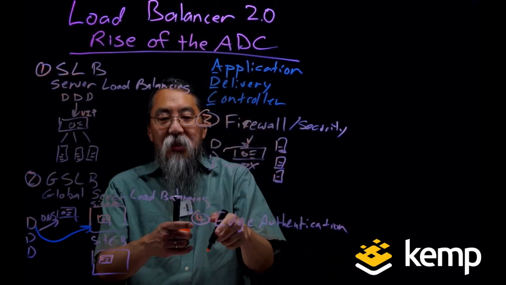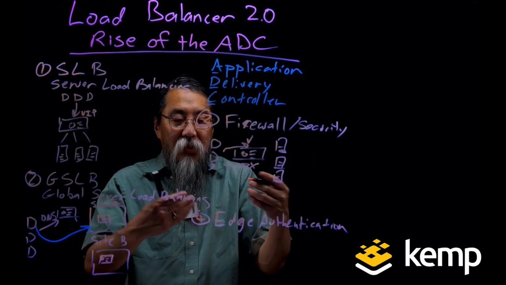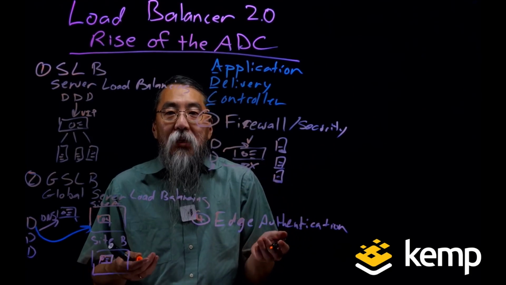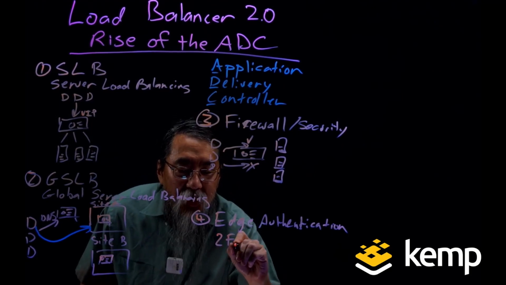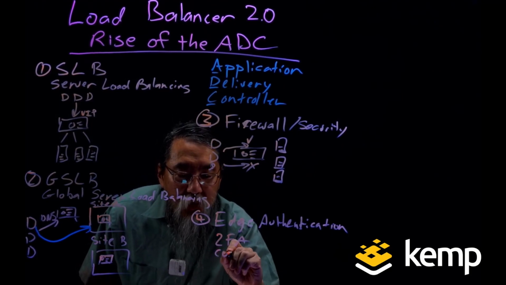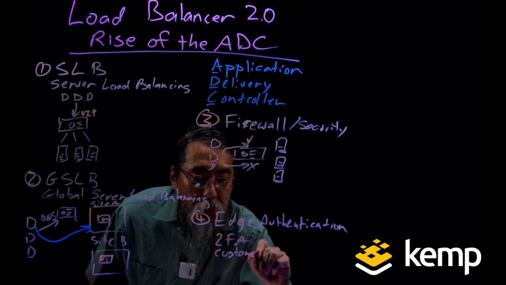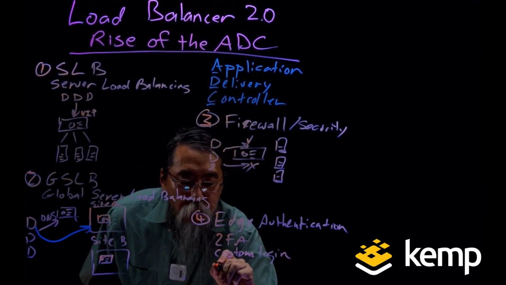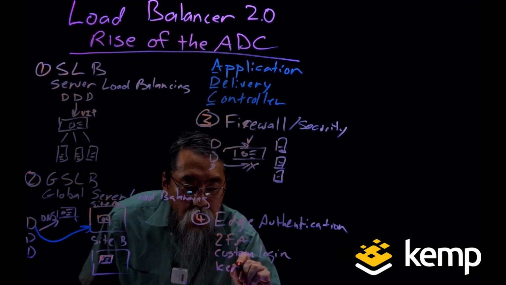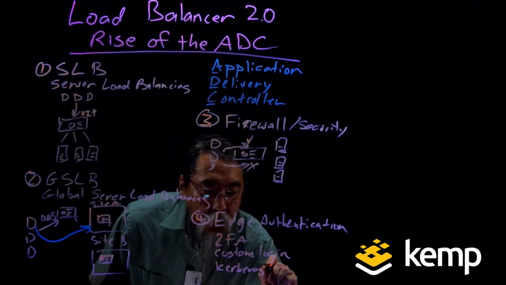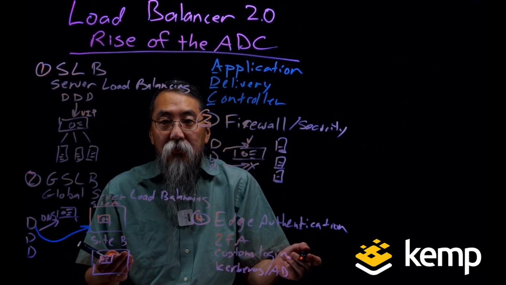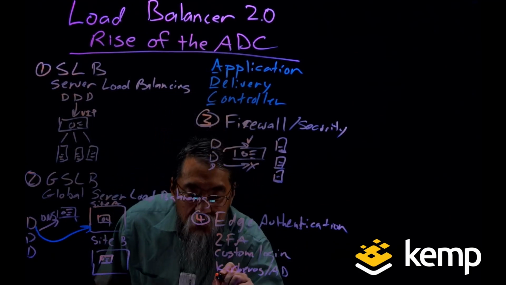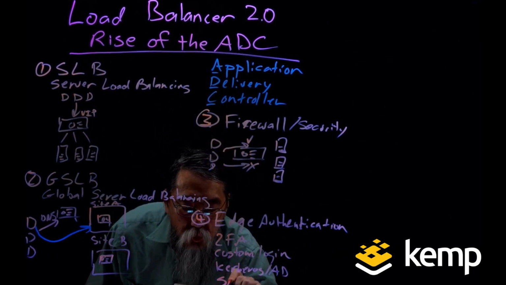Edge authentication is something that at Kemp we call the product ESP, Edge Security Pack. This is where we can do two-factor authentication. We can do custom logins. We can do Kerberos, Active Directory login. We can do all sorts of cool stuff in terms of single sign-on. So we can support SAML. We can support OAuth.